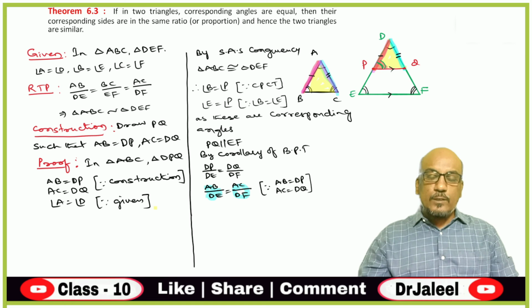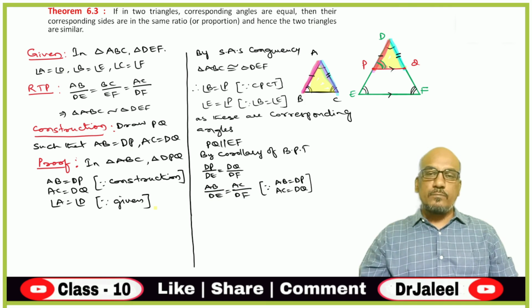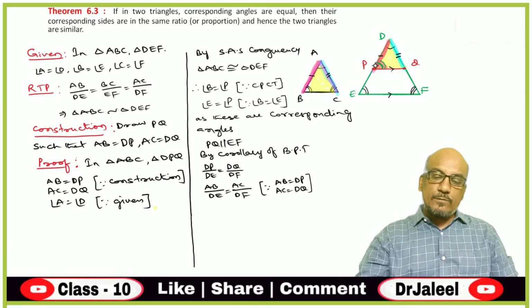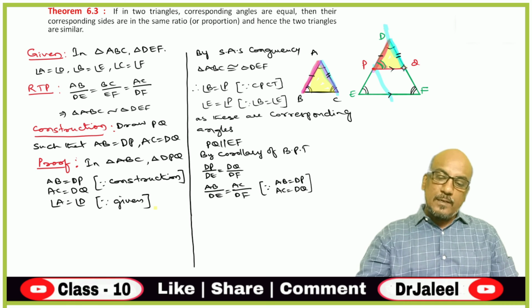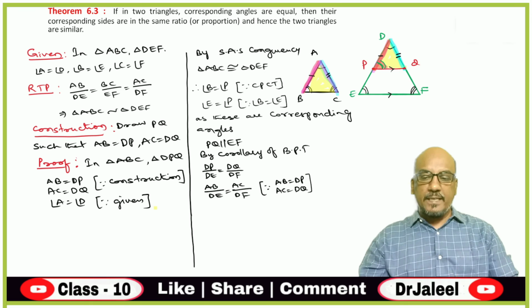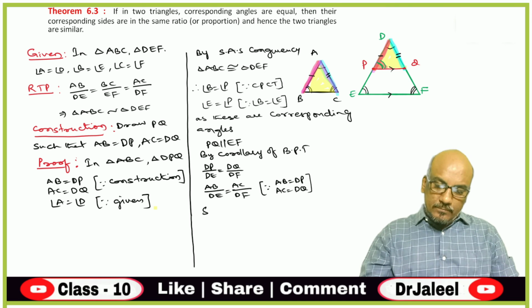That means we have proved that two sides of the first triangle are proportional to two sides of another triangle. But the question is asking us to prove three sides. Then how can you prove this third side BC by EF? Yes, you can prove it. But to prove that, you will have to take this PQ parallel to DF. That means again you have to come from the beginning. But we are not going to do that.